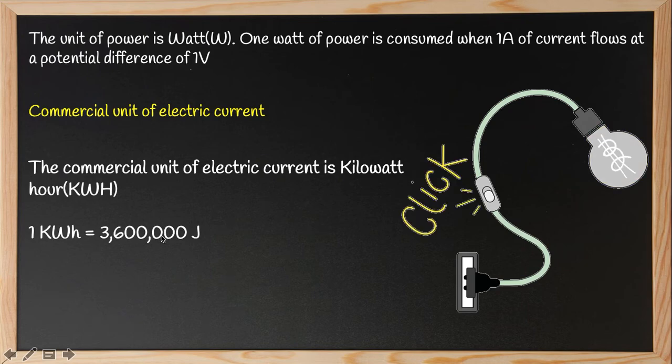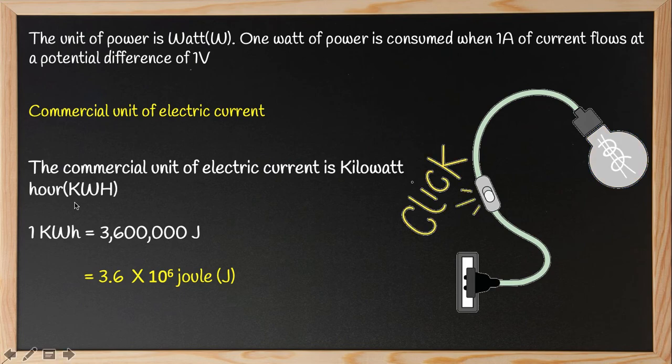We discussed it in the previous videos. Hour is not the SI unit, so we convert hours into seconds, and kilo is 1000. On multiplying, we get 3600000 joules. And we can write this as 3.6 into 10 to the power of 6 joules.